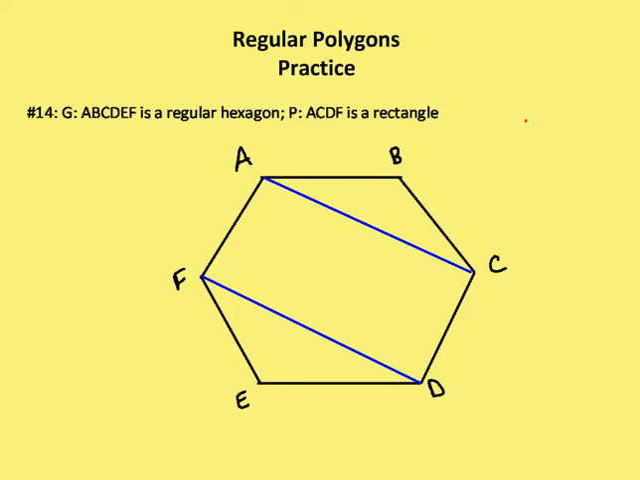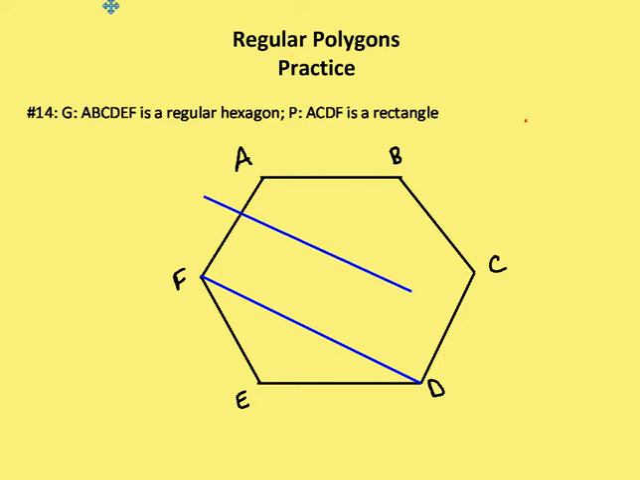All right, let's see. We've got number 14. ABCDEF is a regular hexagon. It's drawn here. And what's given is that, we want to prove that ACDF is a rectangle. So let's talk conceptually about what's happening in this particular proof.